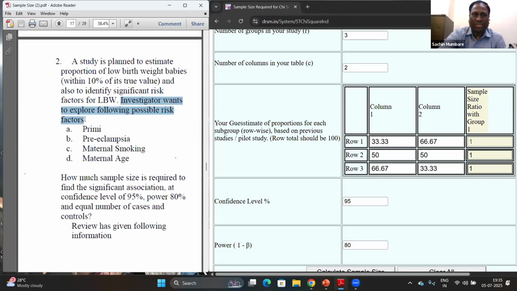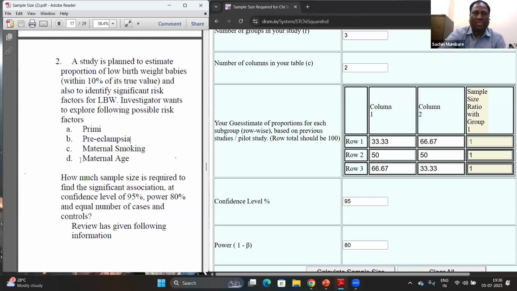Investigator wants to explore possible risk factors. The first: in primary mothers, what is the proportion of low birth weight babies, as compared with non-primaries? Second risk factor is preeclampsia: proportion of LBW babies for preeclampsia women versus normotensive. Maternal smoking, yes or no, and maternal age: the mean maternal age for LBW babies versus the mean maternal age for normal weight babies.